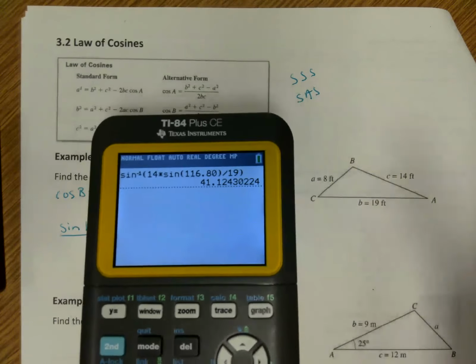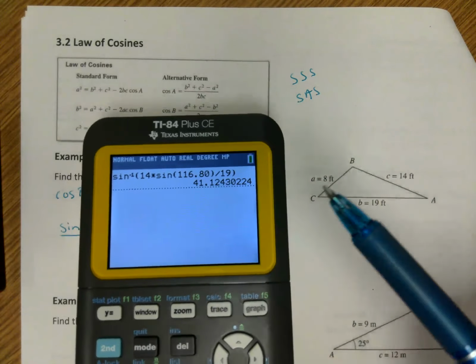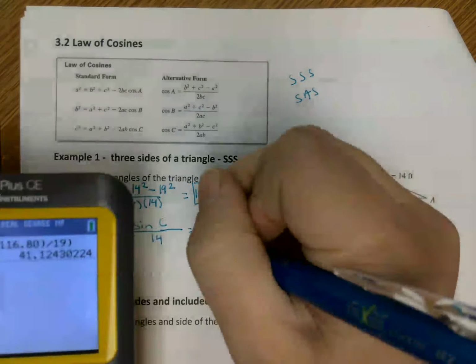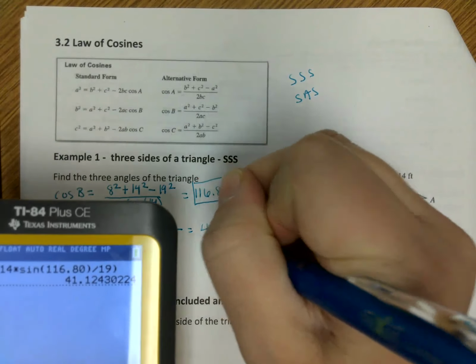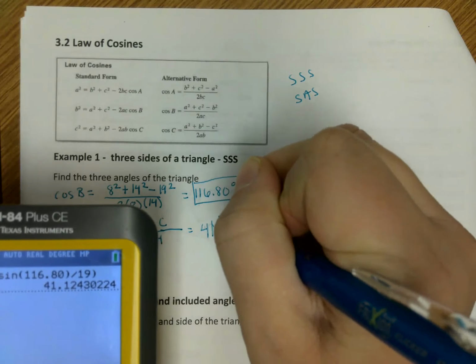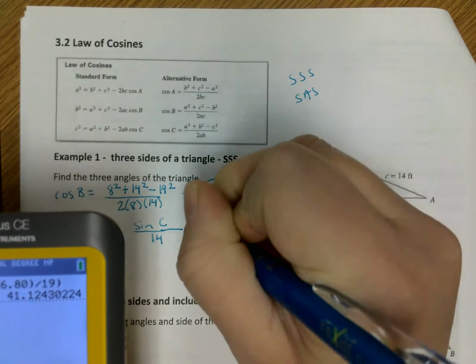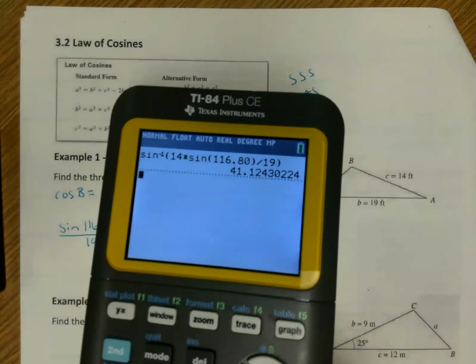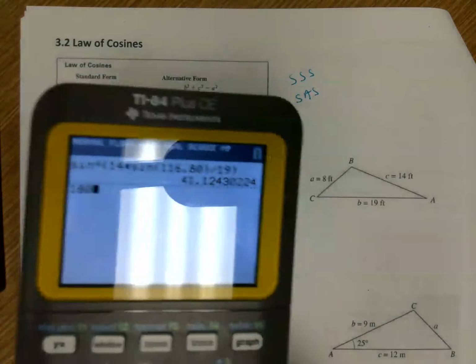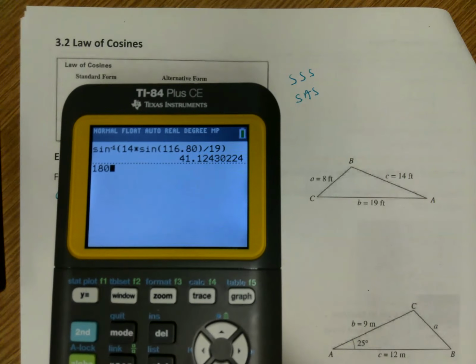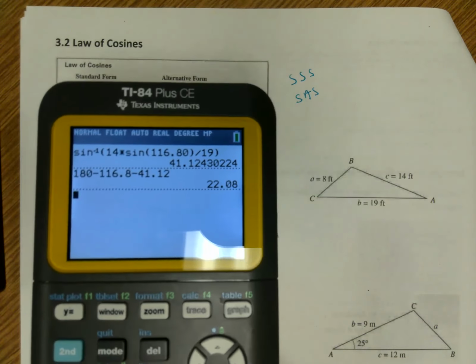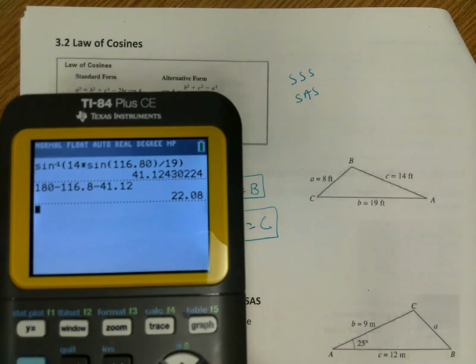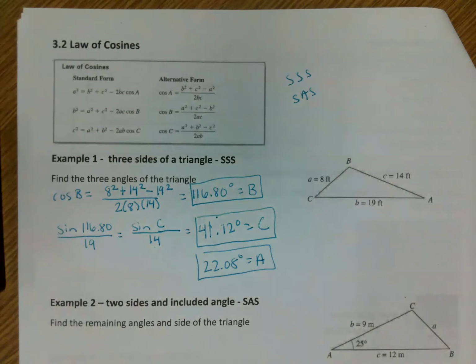Make sure when you type this in, you close this parenthesis. Again, I want you to have the most articulated answer. So this would be 41.12 degrees. That's our angle C. So now that we have two of the three angles, we can go back to the OG 180 and subtract our two angles. We get our last but not least, angle A is 22.08.